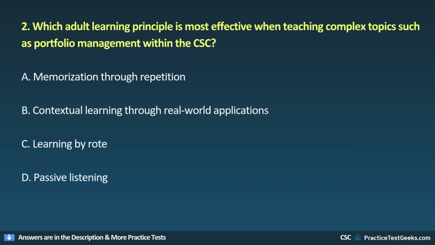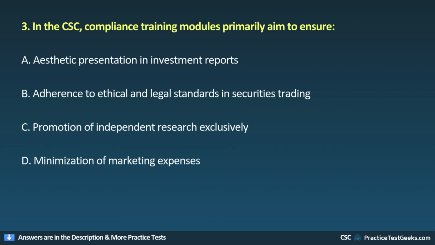2. Which adult learning principle is most effective when teaching complex topics such as portfolio management within the CSC? A. Memorization through repetition. B. Contextual learning through real-world applications. C. Learning by rote. D. Passive listening. 3. In the CSC, compliance training modules primarily aim to ensure A.